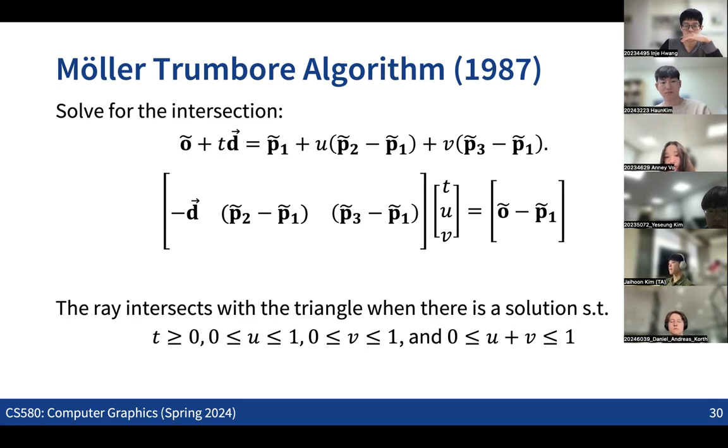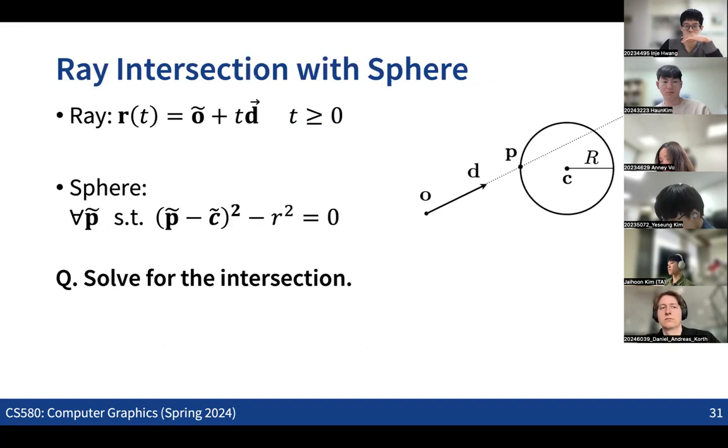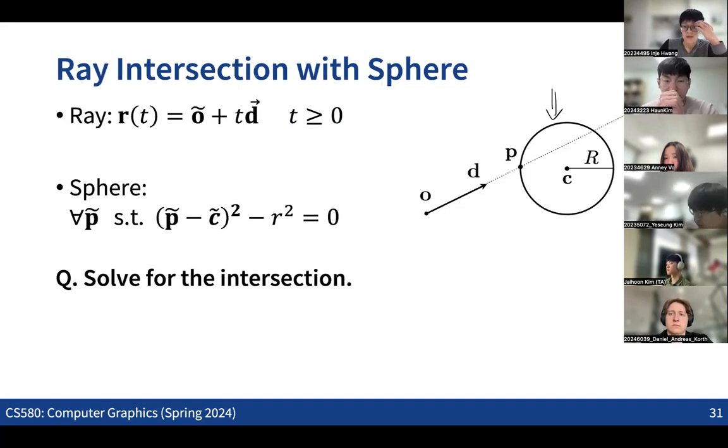Some simple calculations. Let's do one more simple calculation. By the way, those are also things that you will need to implement in the assignment. Another simple calculation is when we have the ray and also a sphere as a primitive.